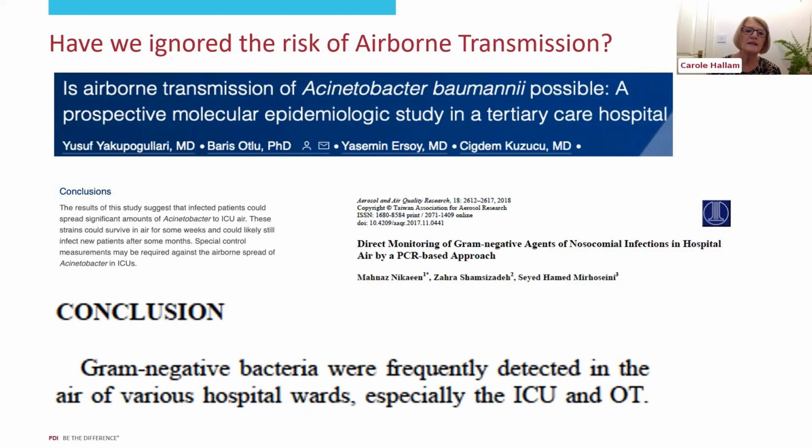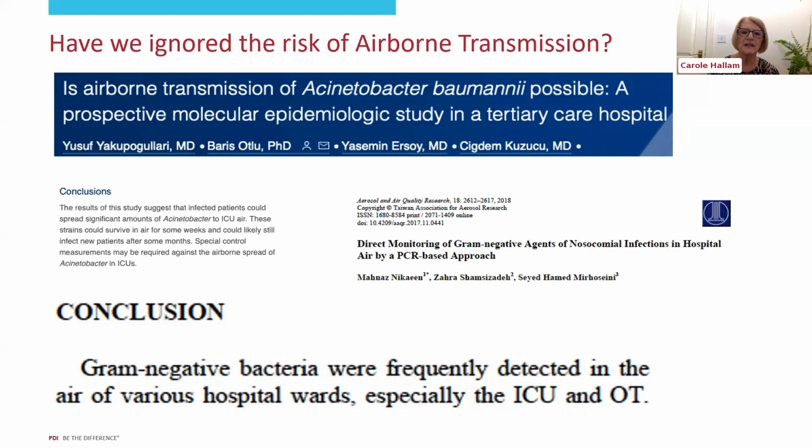So the first one is Jacopo Pulgari, if I pronounced that correctly, looking at the transmission of Acinetobacter. So he looked at, it was a surveillance study in 2 intensive care units over an 8-month period. And really interesting, they found high numbers of Acinetobacter in the air. But when they looked at the clones, they found one clone that was present in the air for 27 days, but was found in clinical specimens for up to 15 weeks after. So huge survival time in the air.